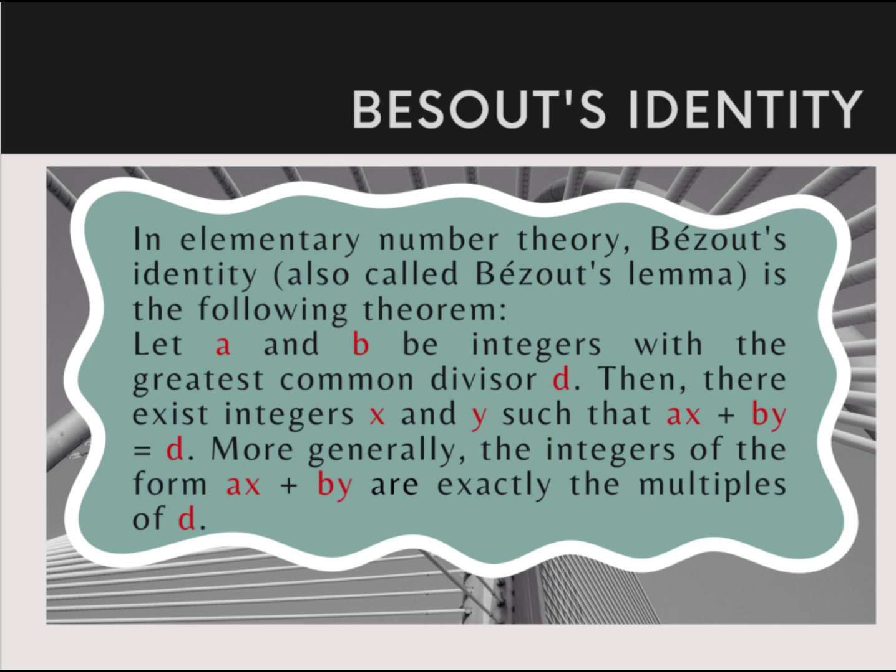So in elementary number theory, Bezout identity is also called Bezout's lemma. It is the following theorem. Let a and b be integers with the greatest common divisor d. Then there exist integers x and y such that ax plus by is equal to d. More generally, the integers of the form ax plus by are exactly the multiples of d.